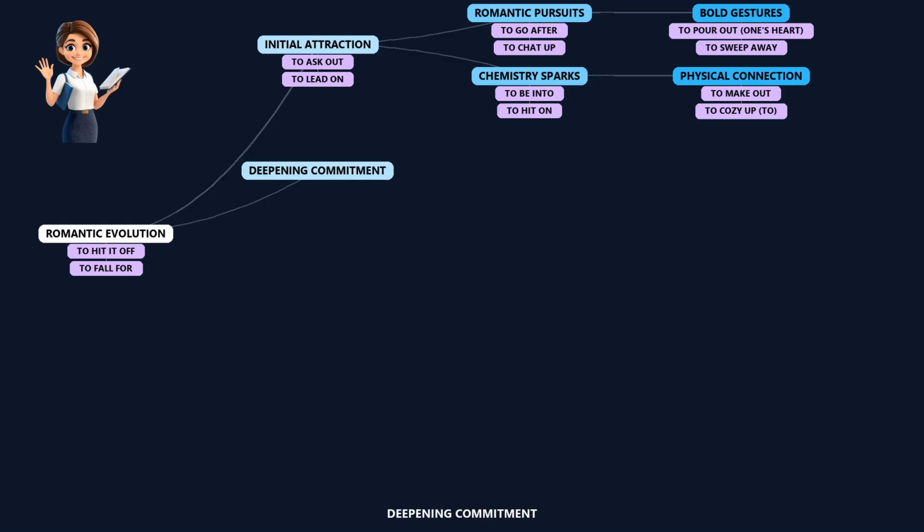Deepening commitment. Deepening commitment is a vital branch of romantic evolution used to describe when a couple chooses to settle down and let love grow on them. Basically, the romance is becoming a long-term part of their lives.